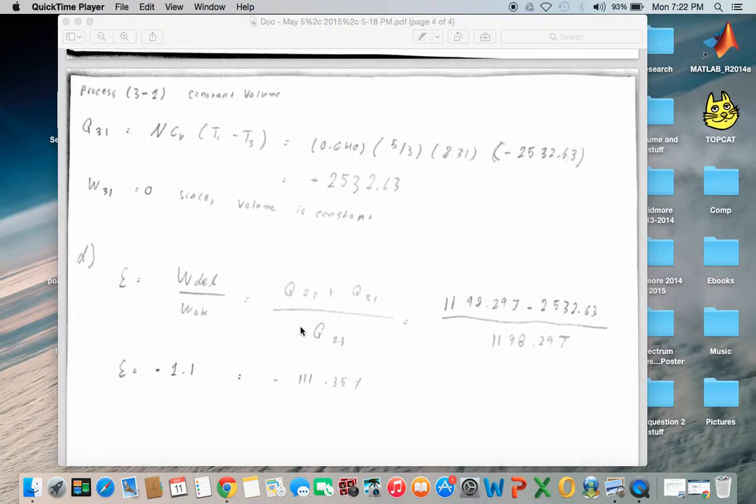The last process was the process 3 to 1 at constant volume, giving me Q negative 2,532.63 joules, and work 0 since the volume was constant.